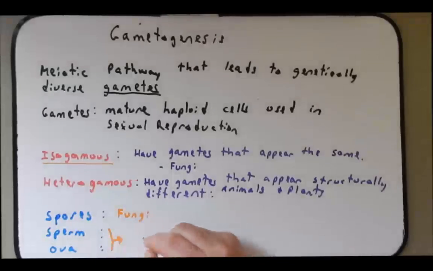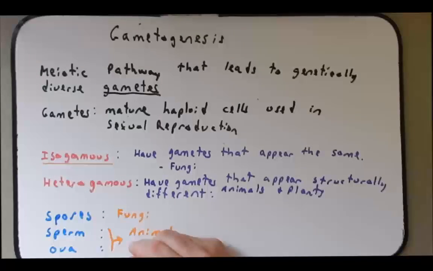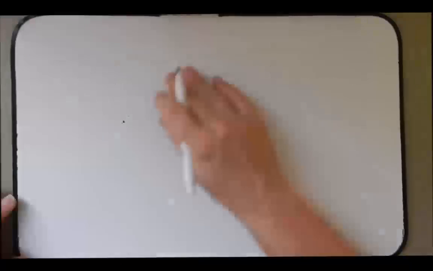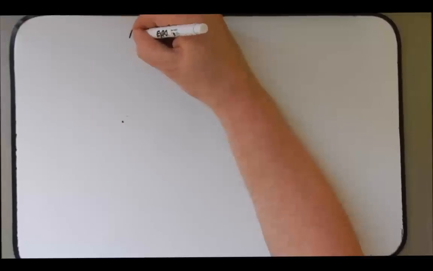Sperm and ova are both made by animals and plants. Now, all these gametes, as we said up here, are going to be used in sexual reproduction. What I'd like to do now is to begin talking about the formation of sperm and ova in animals. And then we'll come back and talk about sperm formation and ova formation in plants and talk about how they're a little different. So we're going to focus initially on animals.